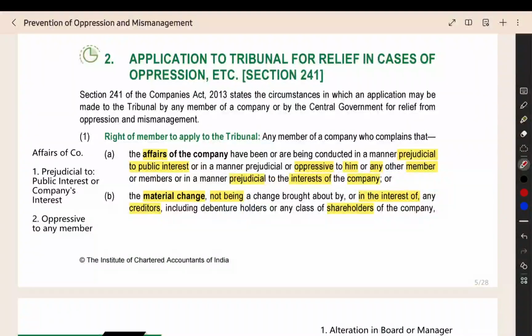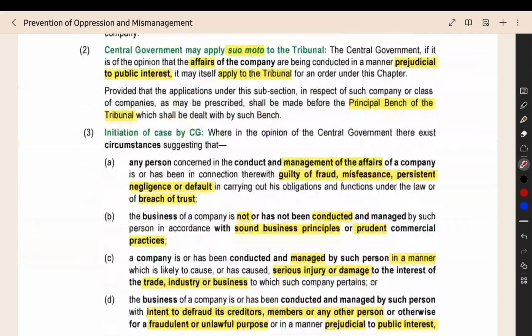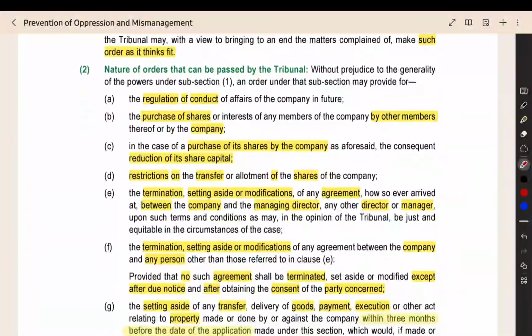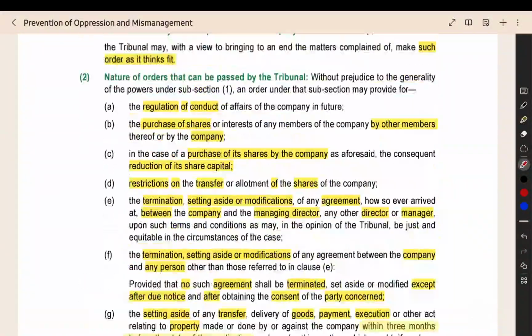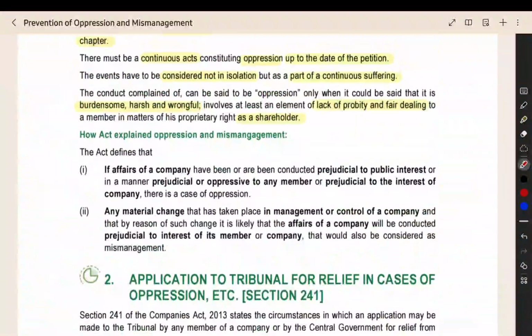Now, when you are experiencing oppression or mismanagement, you can file an application to the tribunal. What is the application? You can apply to the tribunal and get a lot of orders from the tribunal, like to set aside the contract, to remove the director, and we can do a lot of things. The tribunal has a wide range of powers that we are going to see separately. Here, when you see everything, reduction of the capital, restriction on transfer of share, everything is there with the powers of the tribunal. To regulate the company, the tribunal can do anything.